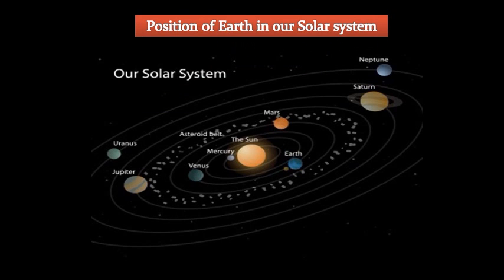Position of Earth in our solar system. We know that in our solar system, the Sun is at the center, and all 8 planets are revolving around the Sun in their respective orbits in an elliptical manner. Our planet Earth is third closest to the Sun after Mercury and Venus, and it also has its own elliptical orbit, along which it revolves around the Sun. It takes almost 1 year to complete one revolution around the Sun.